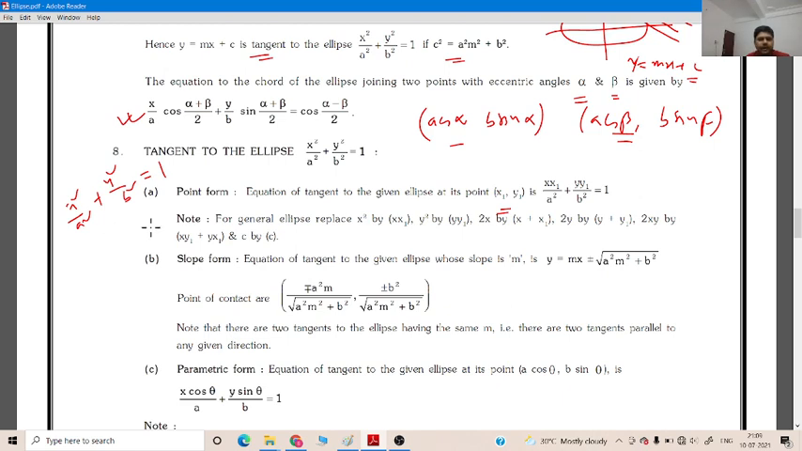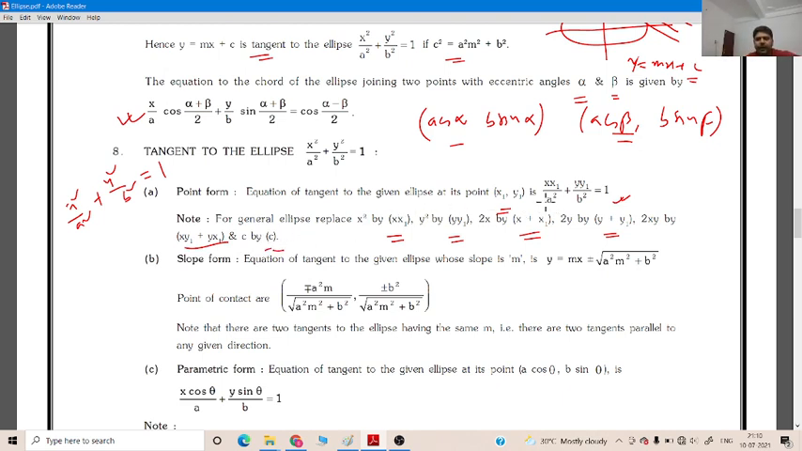Differentiate this one, and put the particular point x1, y1, which gives the slope of the tangent. By using the 1-point slope form, you can find the equation of the tangent to the ellipse. I already discussed this in the previous chapter on parabola. When you find the equation of a tangent, x squared is replaced by x x1, y squared is replaced by y y1, twice x is replaced by x plus x1, twice y is replaced by y plus y1, twice xy is replaced by x y1 plus y x1, and c is replaced by c.